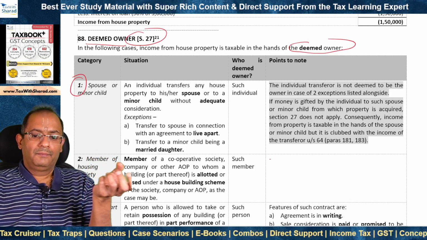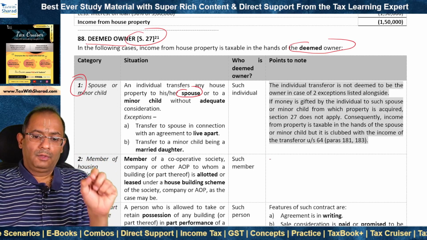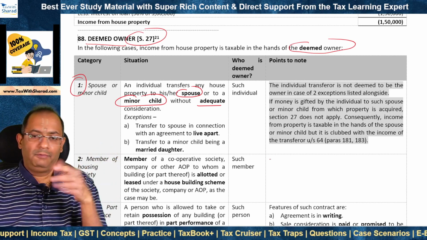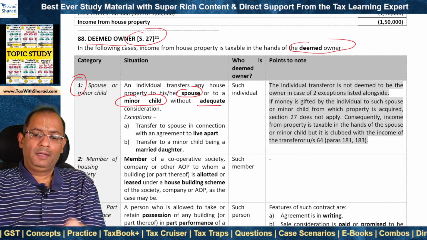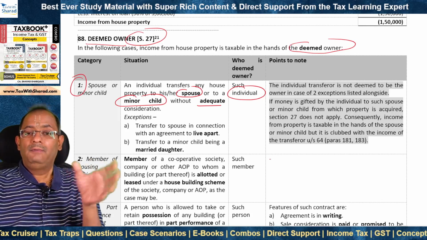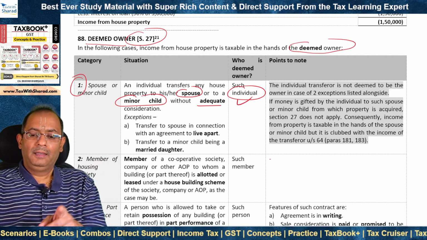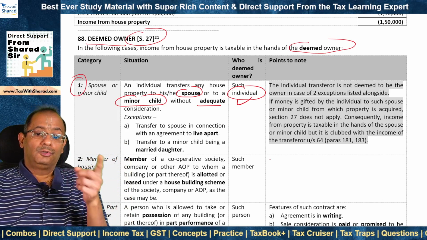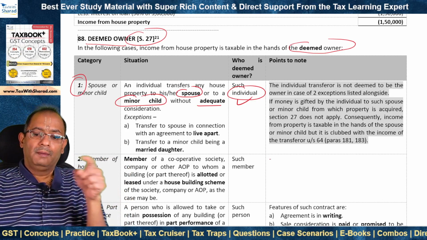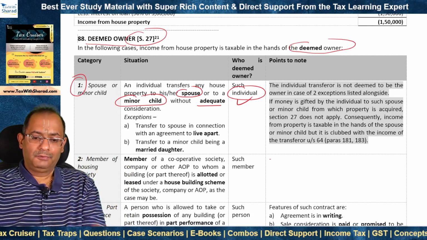So there is an individual and he transfers his house property to the spouse or to a minor child without adequate consideration. So either the property is gifted or it is transferred for inadequate consideration. In such case, the individual transferor is deemed to be the owner even if not the actual owner, and the income from such house property is taxable in the hands of such individual transferor. So while the spouse or the minor child becomes the actual owner of the property, the income from house property is taxable in the hands of the individual transferor.